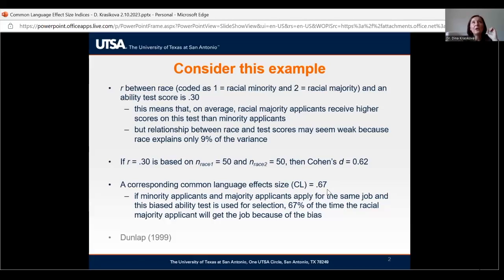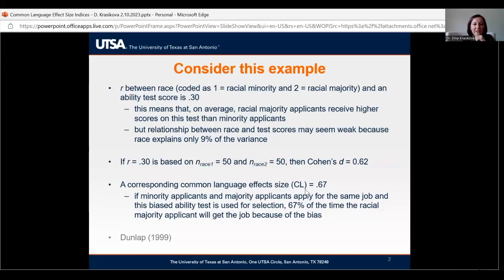Now, this is a more concrete interpretation of the practical significance of this finding. And it also does not look as trivial as 9% of variance explained. So today's lecture will be about common language effect size indices that allow us to interpret our research findings from the practical standpoint.